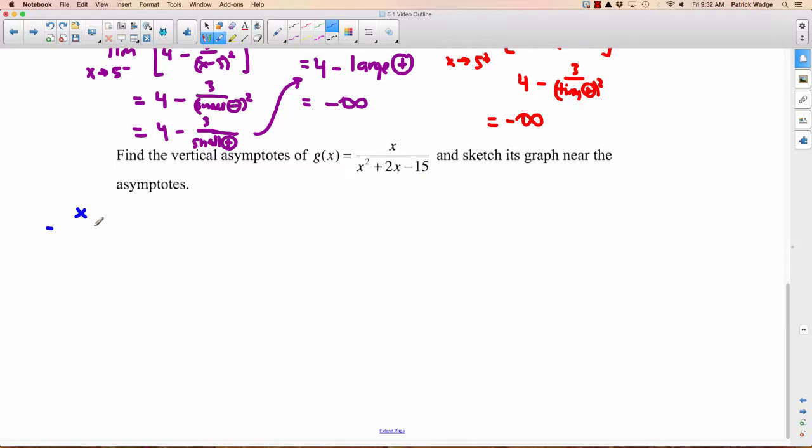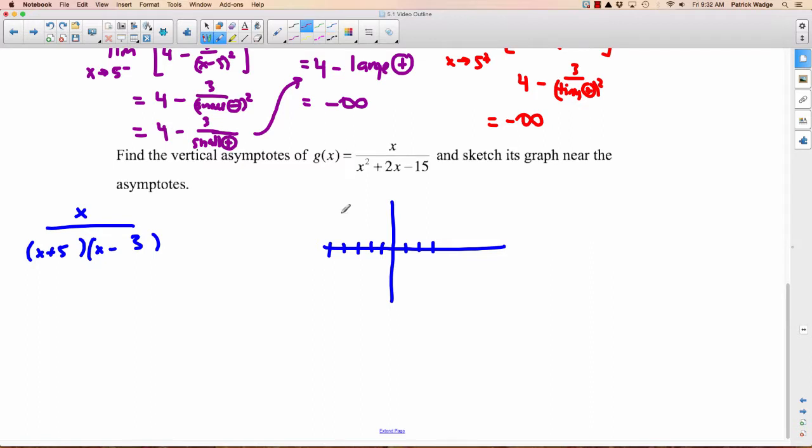So we're going to keep our x on top, but on the bottom we can factor this. Simple trinomial. You end up with x and x. Two numbers that multiply to 15 and subtract to 2 are 5 and 3, so we get plus 5 and minus 3. And now, if we were to start sketching this, we would have two asymptotes. One would be at positive 3, and the other one would be at negative 5. So I'm going to draw those in right now.